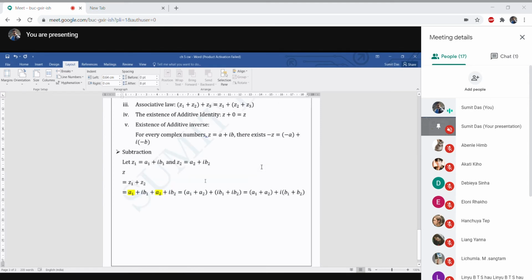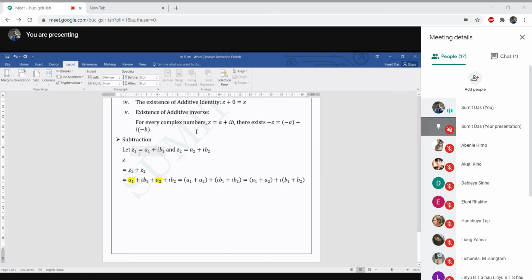Okay, subtraction. Let z1 equal a1 plus ib1 and z2 equal a2 plus ib2. Subtraction z1 minus z2 will give real minus real and imaginary minus imaginary.